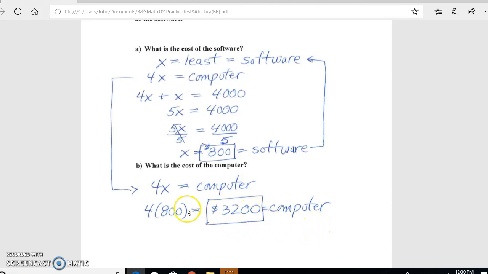And so you can check it. You can add the cost of the computer, 3,200, plus the cost of the software, 800, add them together, and you get $4,000, which is what the problem stated.